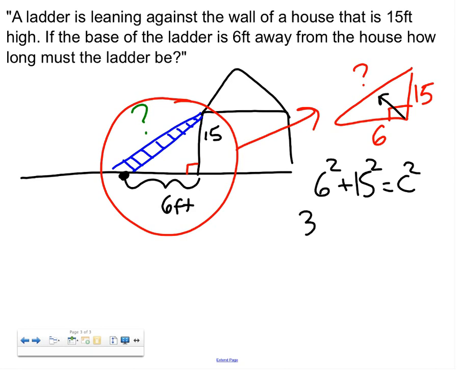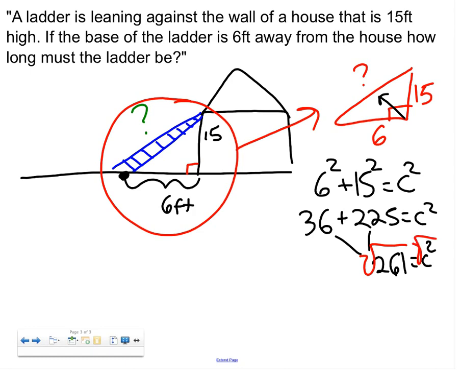Do some quick arithmetic. 6 squared is 36. 15 squared, which again is 15 times 15, which is 225. We've done that a lot already. And then C squared. Next step would be to add these two numbers together. I get 261. And then the last step, as with every Pythagorean problem, is to square root your answer. I'm going to draw a little arrow here so I don't go too far down. And so my answer is the square root of 261, which is 16.16 if we round it off. And this should, of course, be feet.